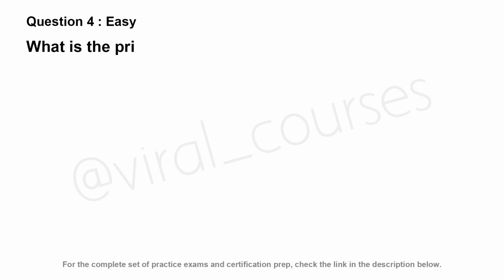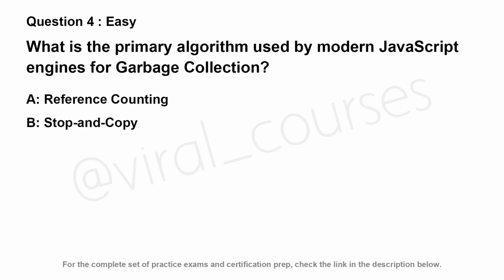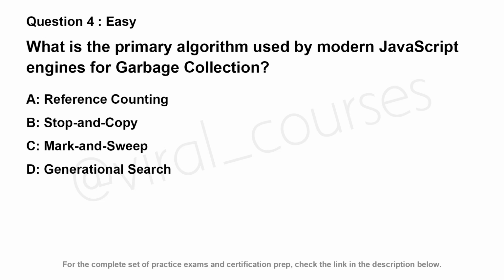What is the primary algorithm used by modern JavaScript engines for garbage collection? Option A, reference counting. Option B, stop and copy. Option C, mark and sweep. Option D, generational search.